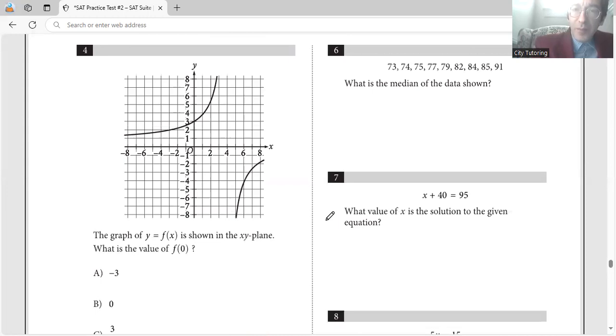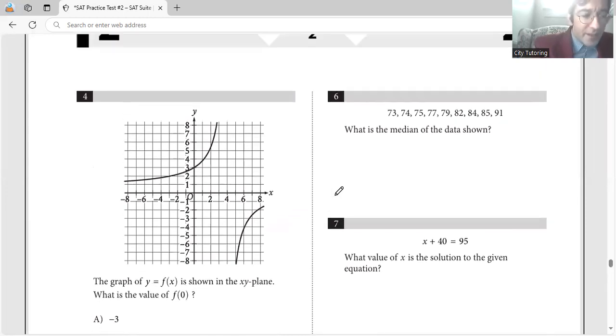Number 6. What is the median here? When you have a median, you always should order your numbers from least to greatest. But they already did that for us here. 73, 74... So the middle number, let's see, 1, 2, 3, 4, 5, 6, 7, 8, 9. There's an odd number, so we don't even have to add the 2 middle numbers. It has to be 79.